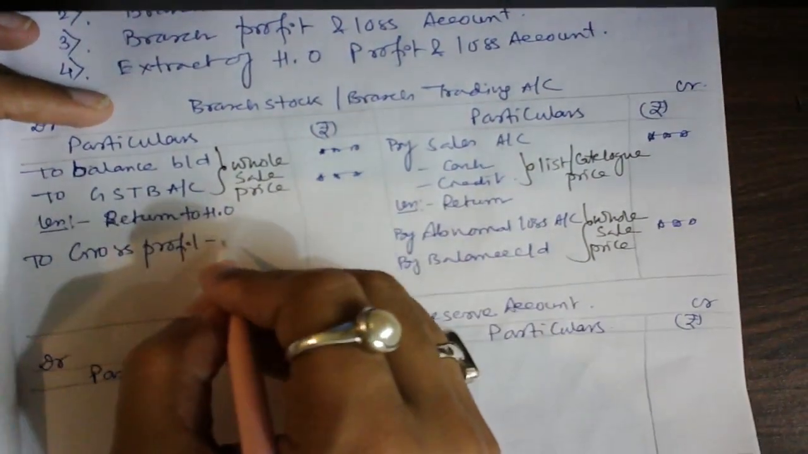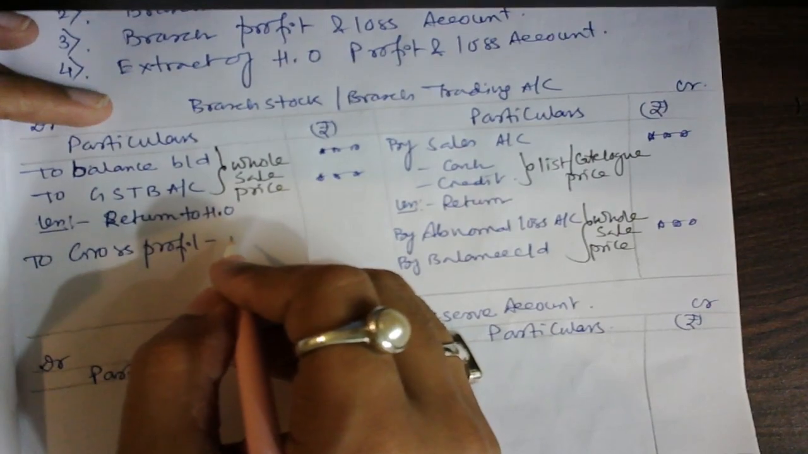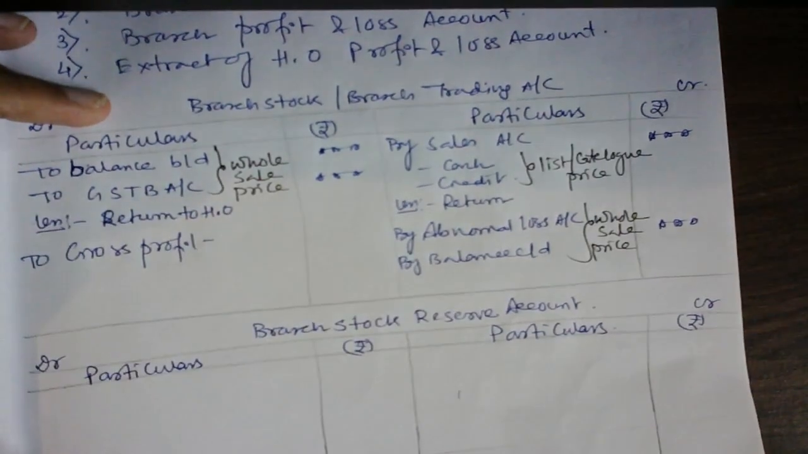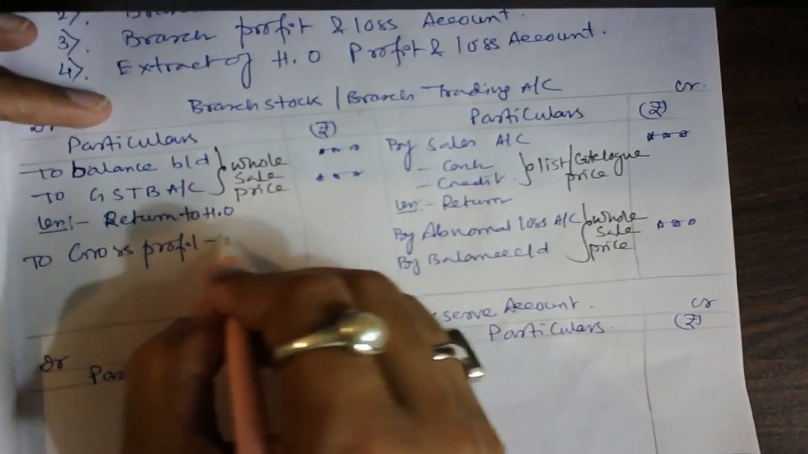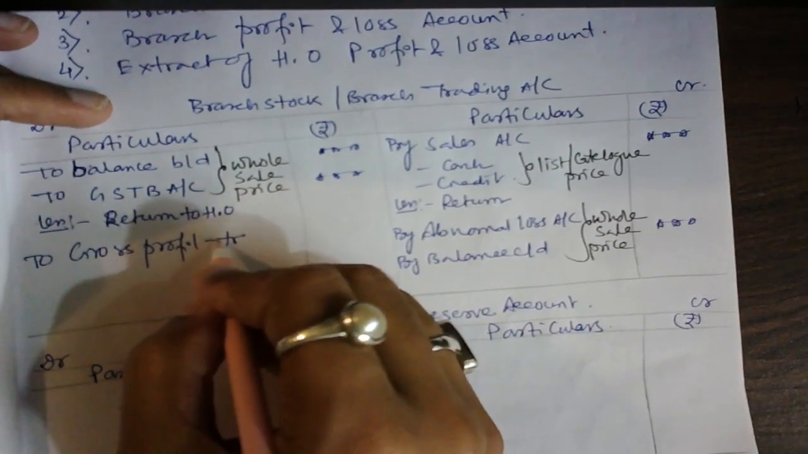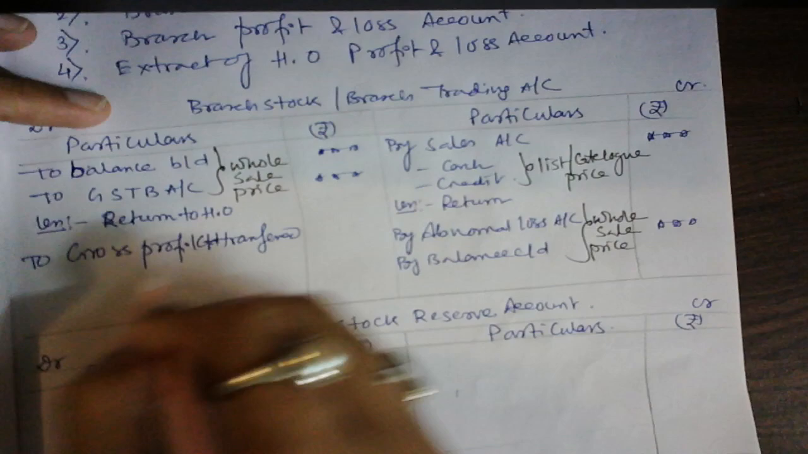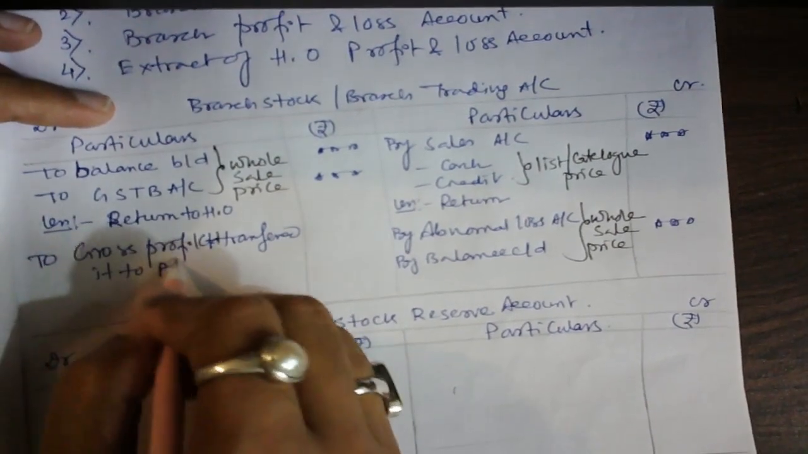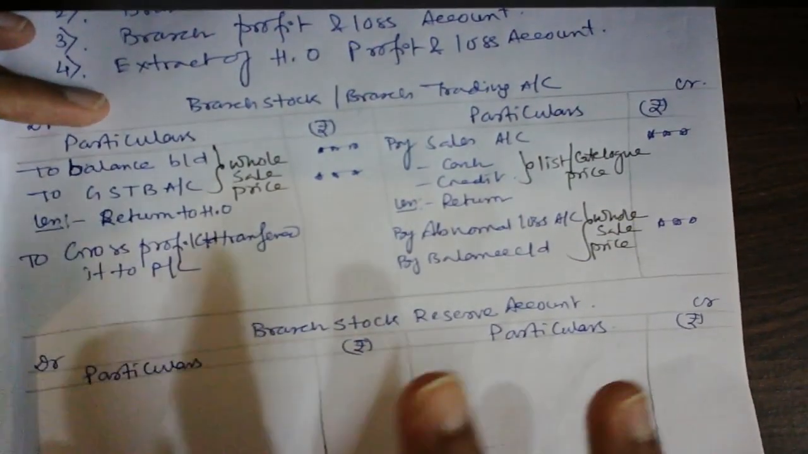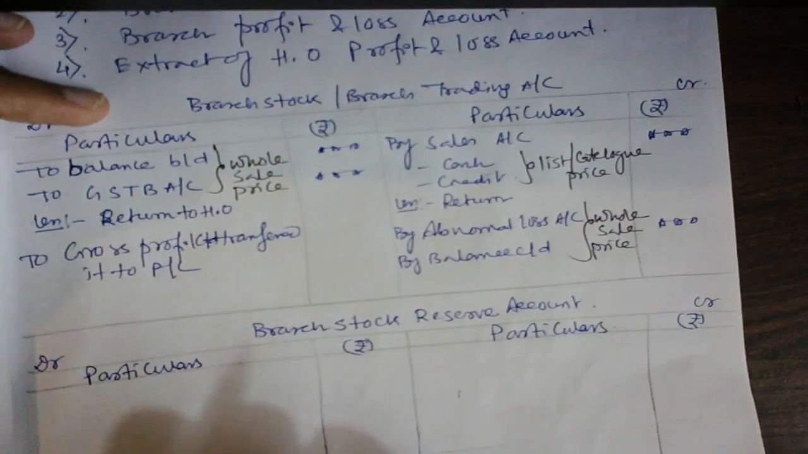Gross profit, you can transfer it to the P&L account. Okay, gross profit is transferred to the P&L account. So you can say gross profit C by D, you can write transfer it to P&L account. You can also write here, other than gross profit, branch profit and loss account.